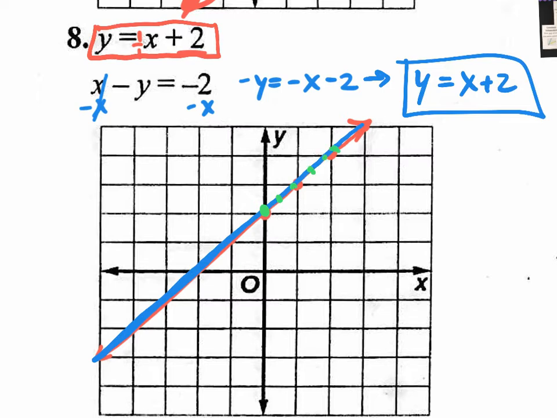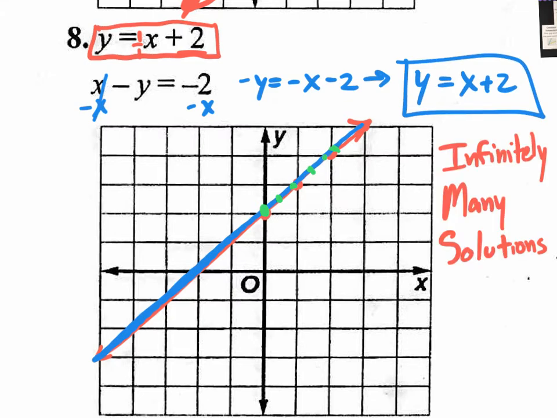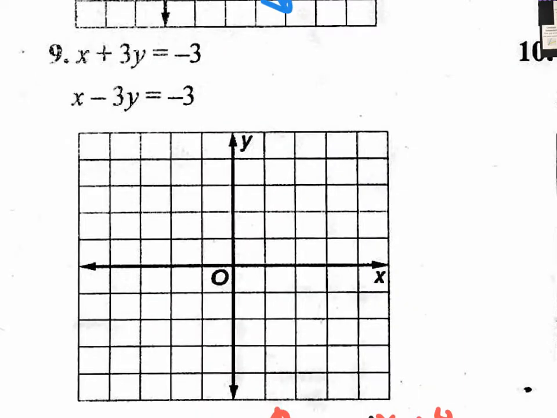So how many answers are there? There's an infinite amount of answers. So what is our answer? We say infinitely many solutions. Let's go to the next one. I'm going to speed it up a bit because we're running out of time.